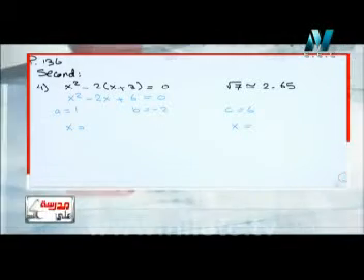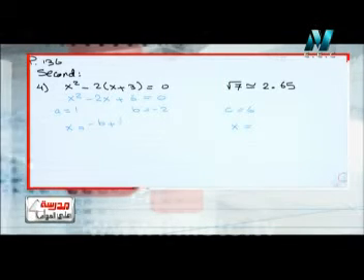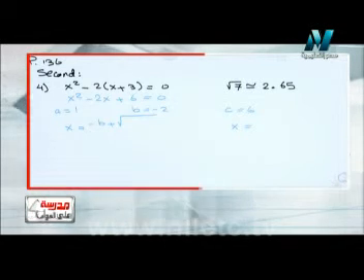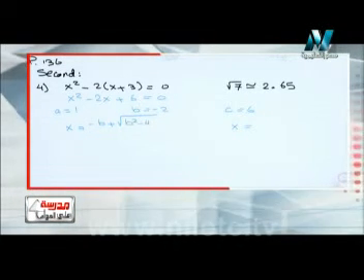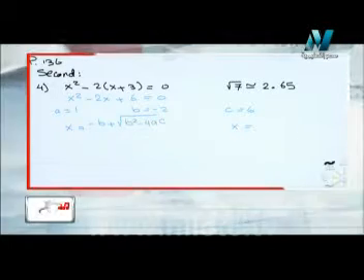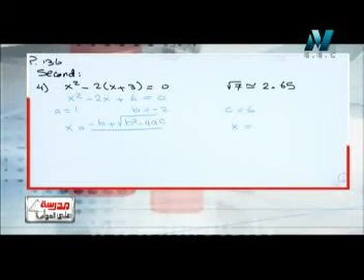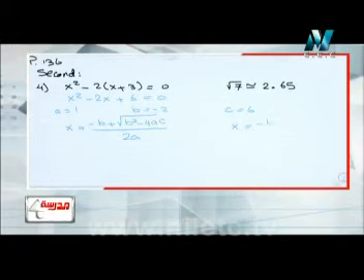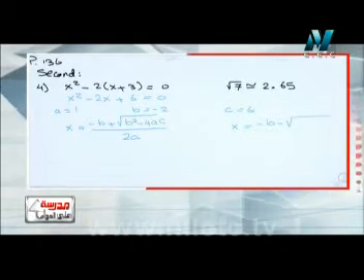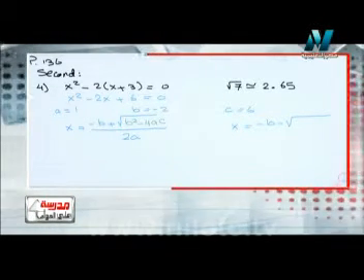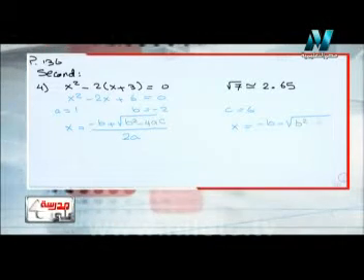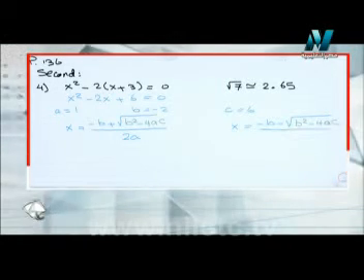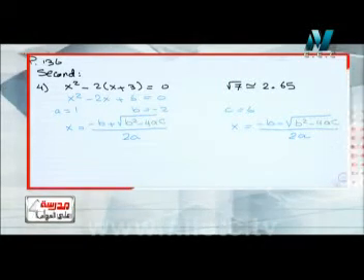Either x equals negative b plus root, and in the root we have b power 2 minus 4ac, and all of this over 2a. This is the first value of x. And the second value of x is negative b minus root b power 2 minus 4ac, and all of this over 2a. Fine, let's find x back.